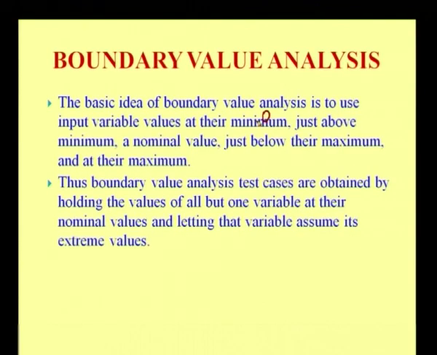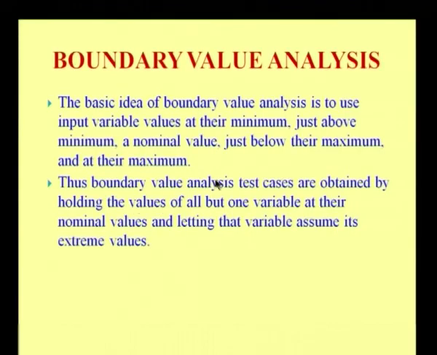I have considered an example wherein I said to find a number between 0 and 100, where the minimum has been fixed at 0, just above minimum at 1, the nominal value we considered was 50, just below the maximum was 99, and at the maximum was 100. So all the values I indicated were well within the range, and any value to be tested is within the boundary that we specified.